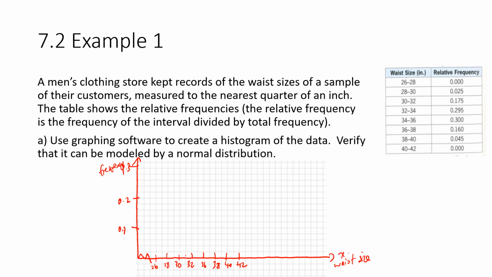So 0.025, something like this, 0.175, 0.295, that's almost up here, 0.3, 0.16, and lastly 0.045.